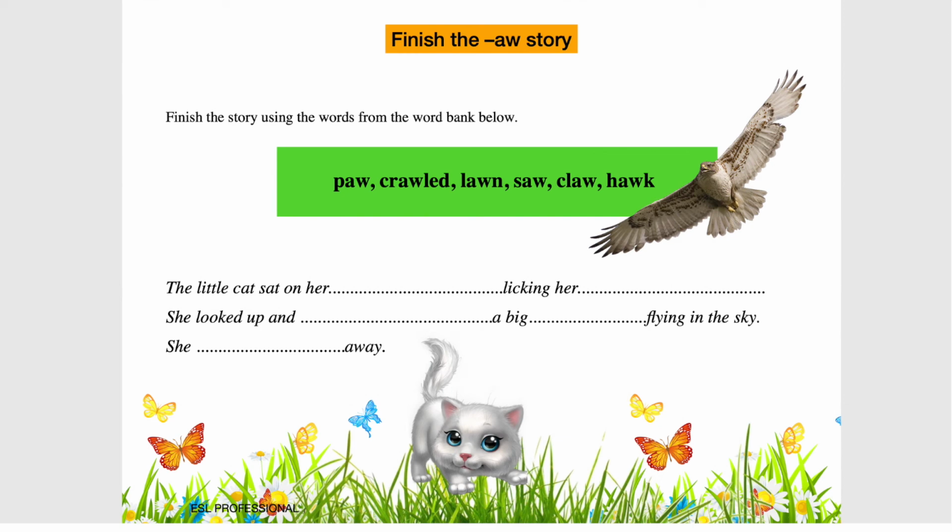The answers are: the little cat sat on her lawn, licking her paw. She looked up and saw a big hawk flying in the sky. She crawled away. How did you go? Did you get it right? You can practice this as many times as possible to get it right.